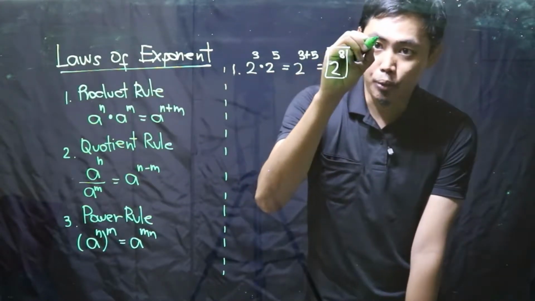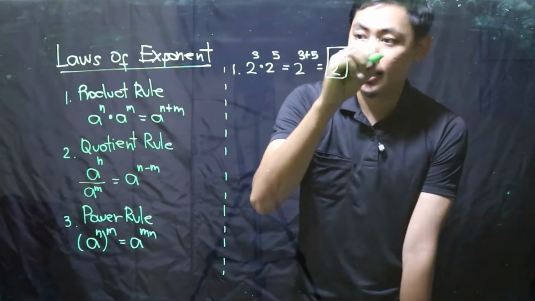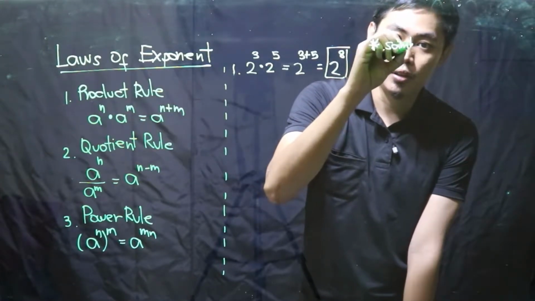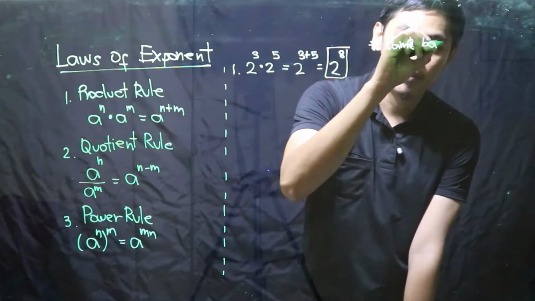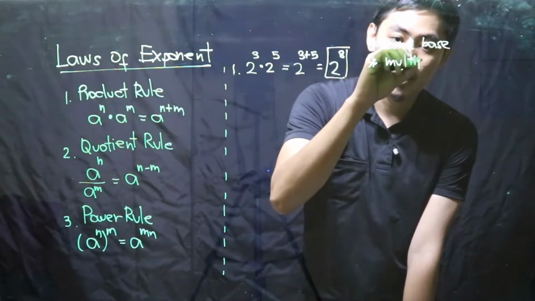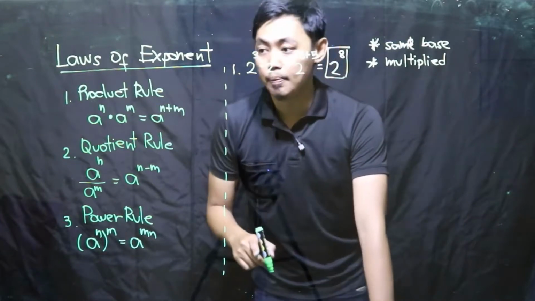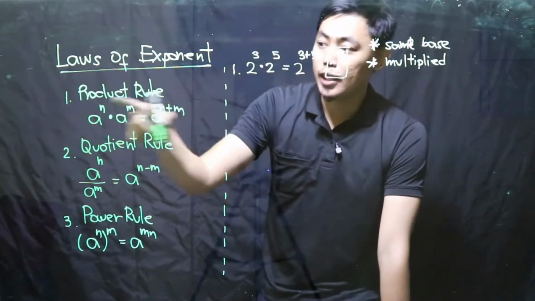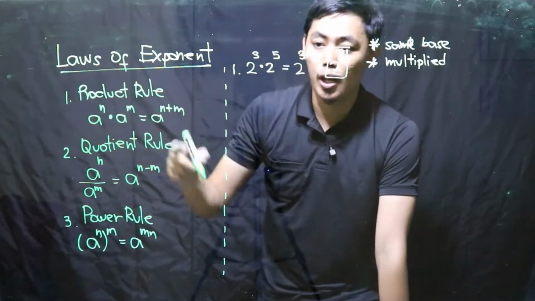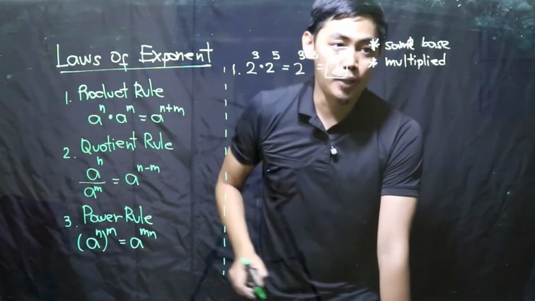So, what are the things that we will need to watch for? First, it has the same base. Okay? The second thing is it is multiplied. Apart from those 2 things, you cannot use the rules of exponent. So our product rule is only applicable if they have the same base and they are multiplied.